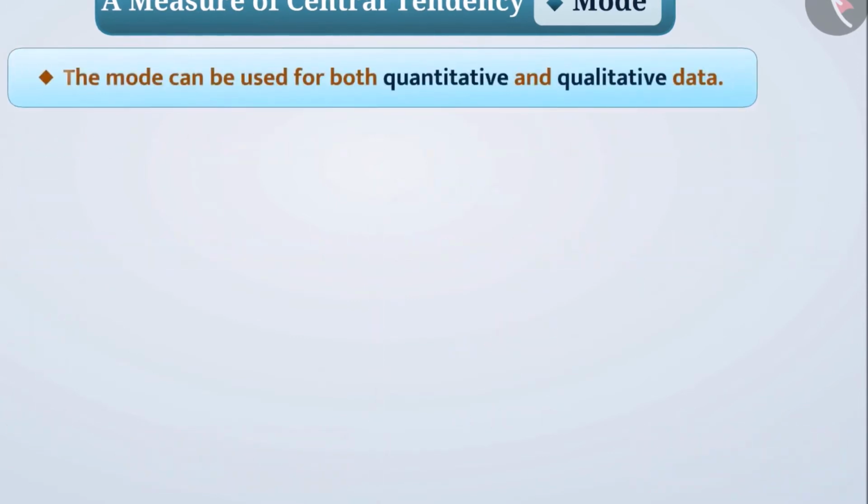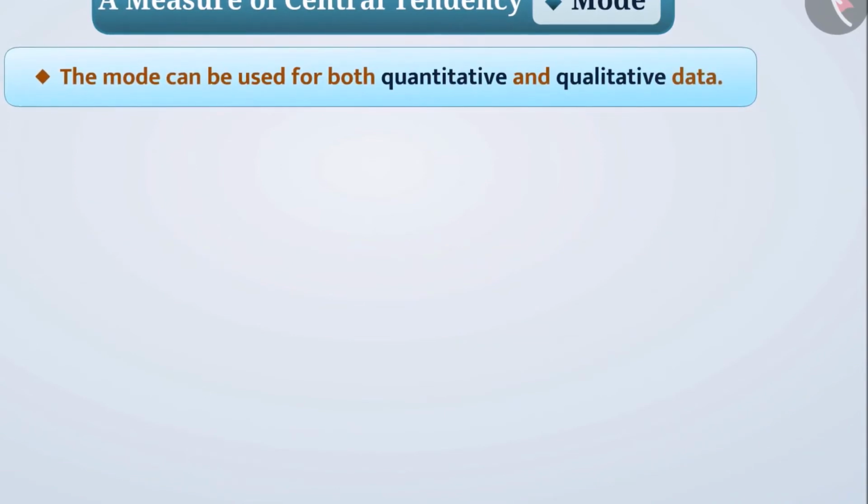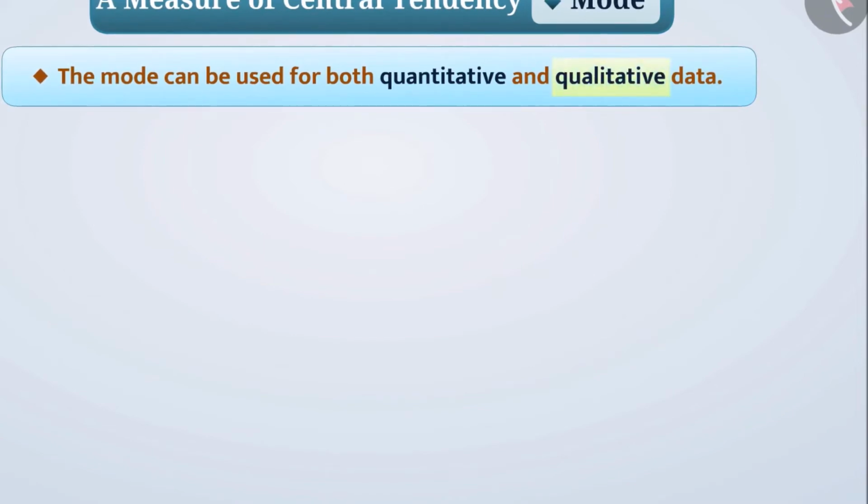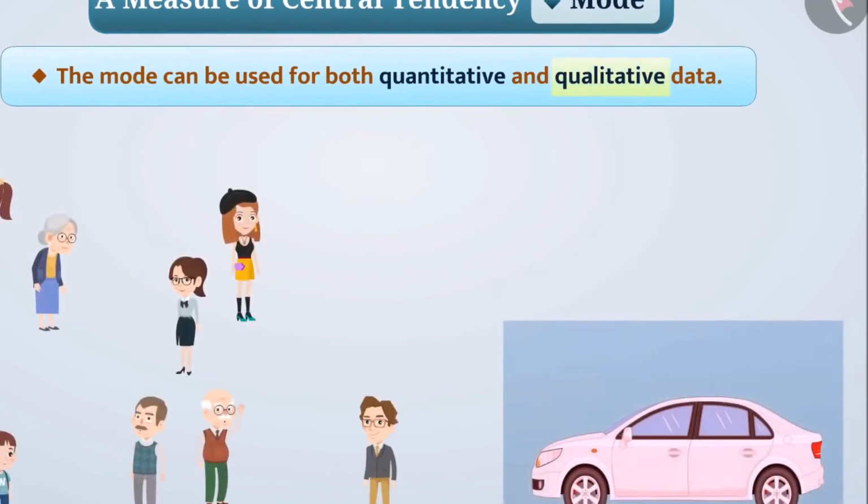The mode can be used for both quantitative and qualitative data. We have seen examples of quantitative data. Let's look at an example of qualitative data. Suppose a family wants to buy a car.